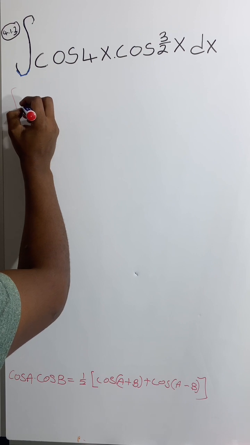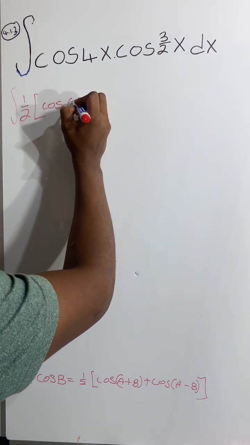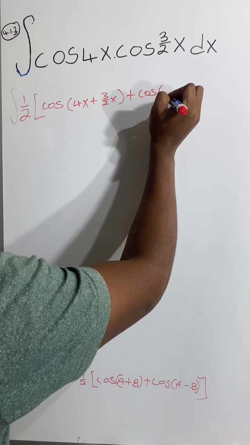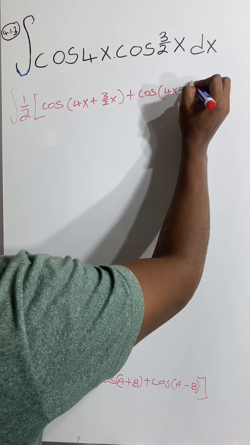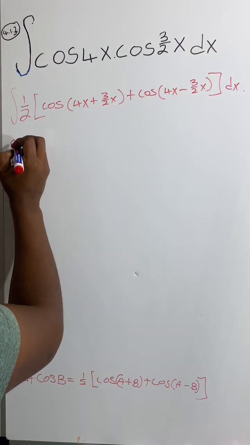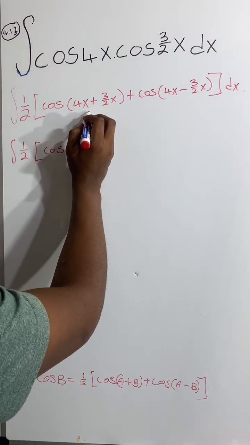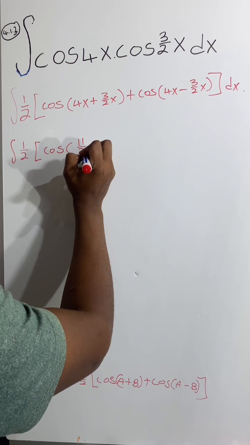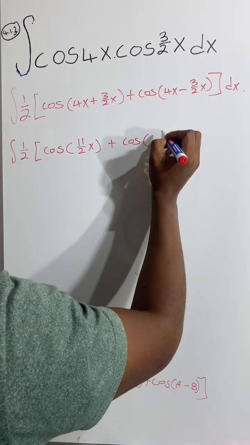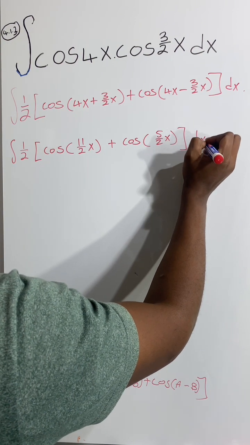So our integral will be equal to 1 over 2 in brackets, cos of A plus B, where A is 4x and B is 3 over 2x, plus cos of A minus B, where A is 4x minus 3 over 2x, dx. 4x plus 3 over 2x is equal to 11 over 2x, plus cos of 4x minus 3 over 2x, which is equal to 5 over 2x, dx.